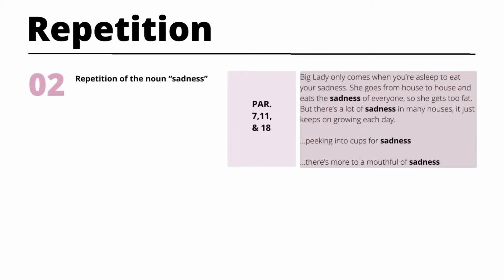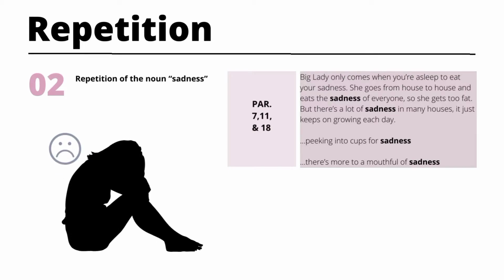Another one under repetition is the repetition of the noun sadness, which we can find in paragraphs 7, 11, and 18. The repeated appearance of the word sadness in the story indicates that the story indeed revolves around the feeling of sadness, which is the very thing from which the main character Rika is struggling from. The word sadness is also found in the title itself.